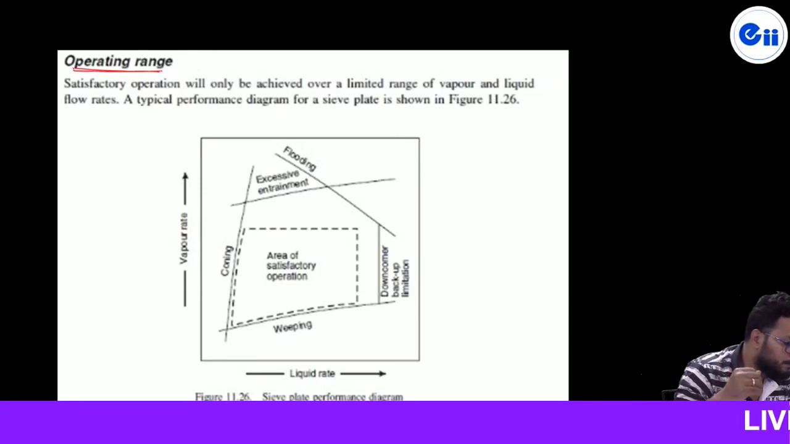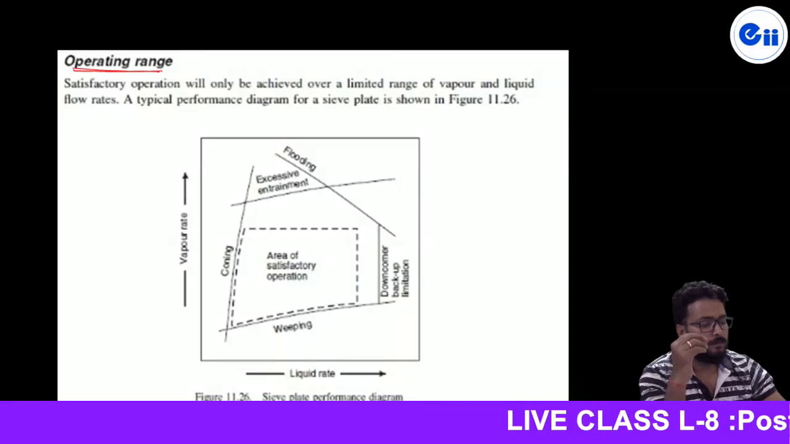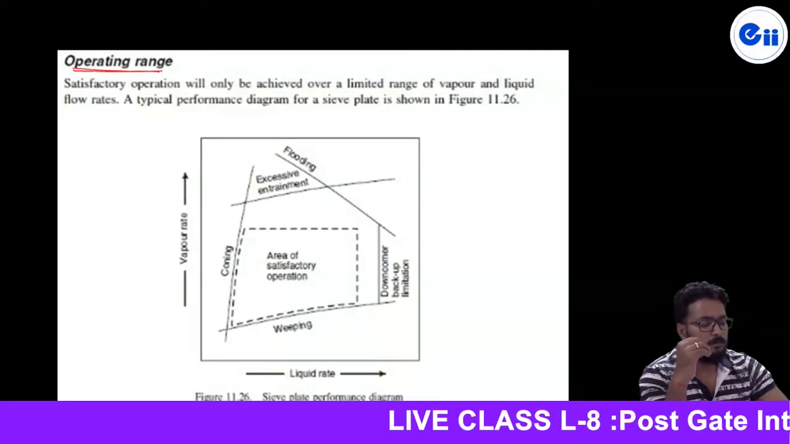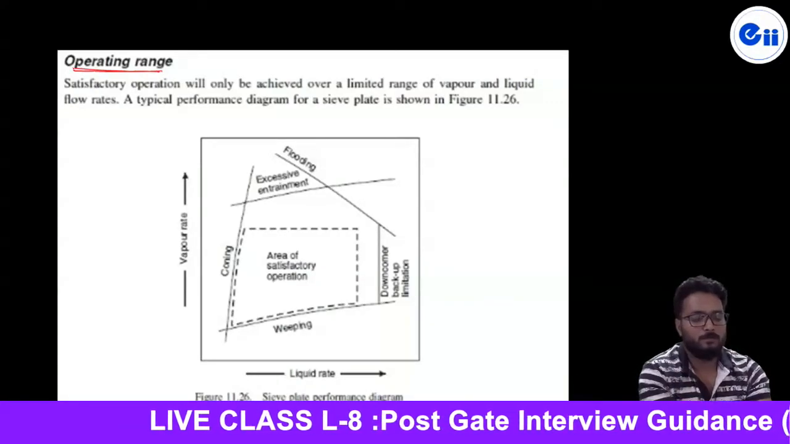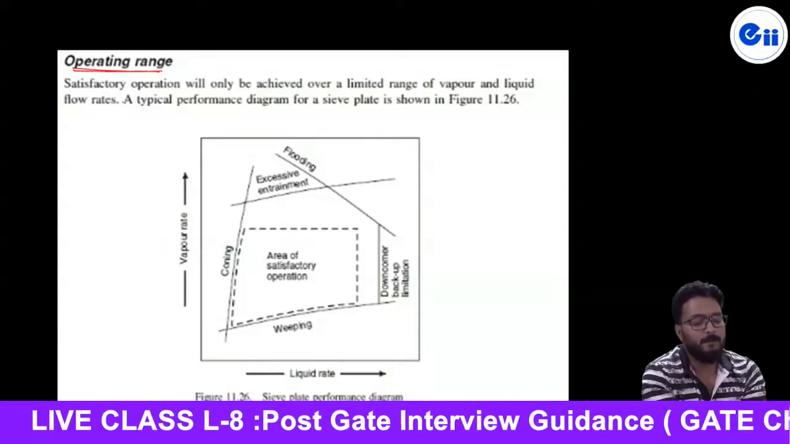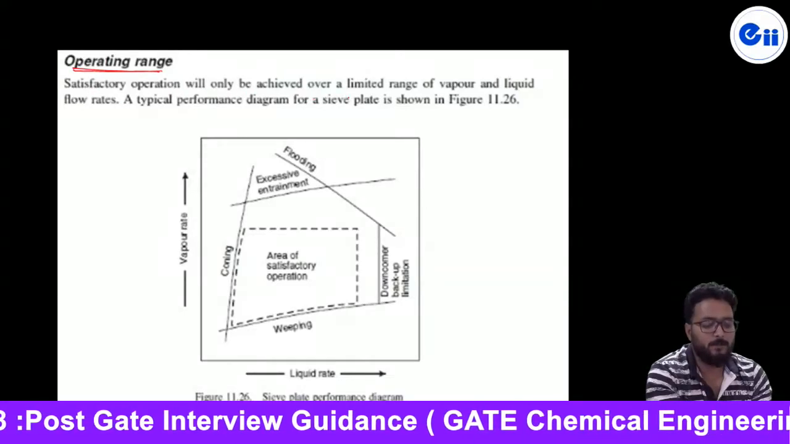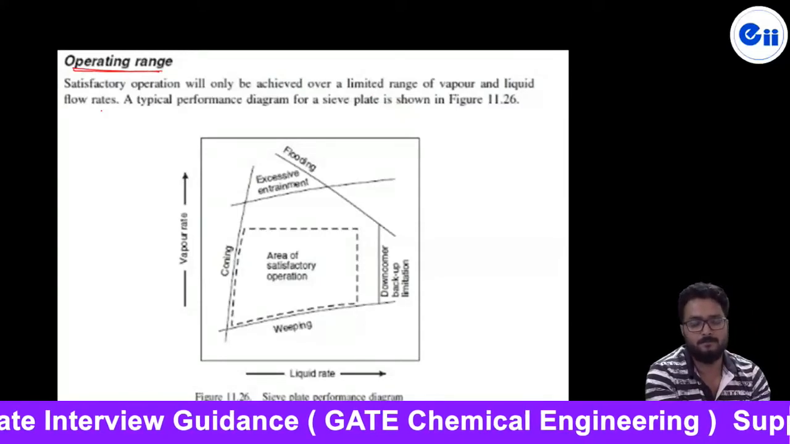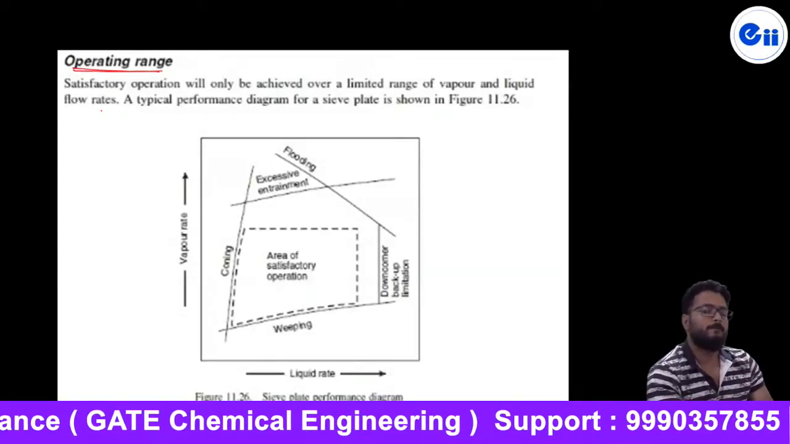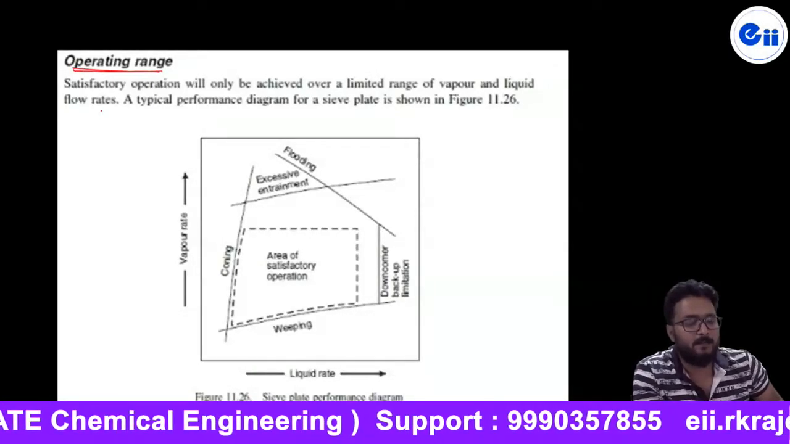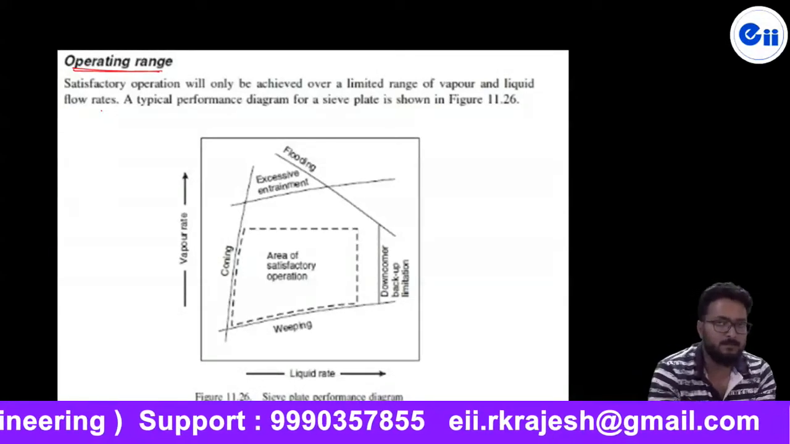Now, satisfactory operation will only be achieved over a limited range of vapor and liquid flow rates. That means there is only a limited range of vapor and liquid where we can operate our column satisfactorily. A typical performance diagram for a sieve plate is shown in the figure. That figure I have taken from the Coulson and Richardson Volume 6.